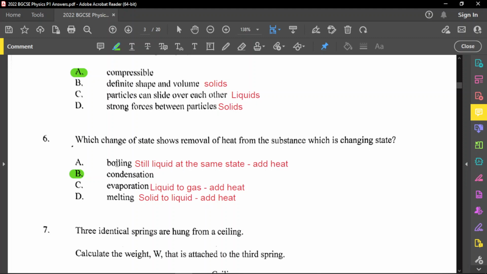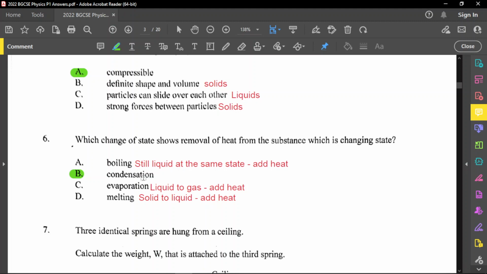And so boiling, there is added heat for sure, not removal of heat. So this could not be the answer. As a matter of fact, boiling is no change in state. All right, so as the liquid boils, there is no change in state.